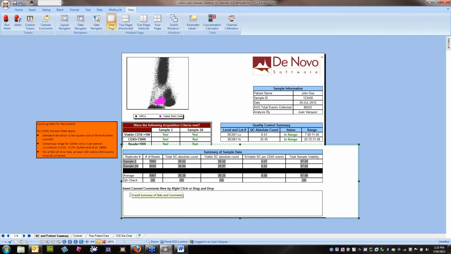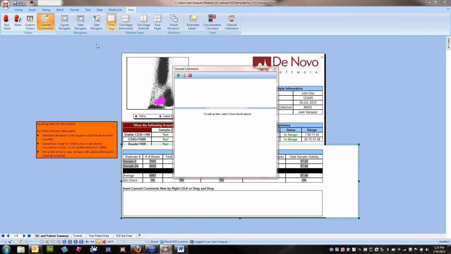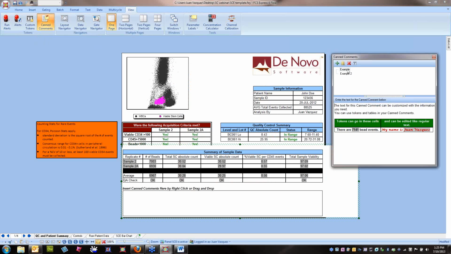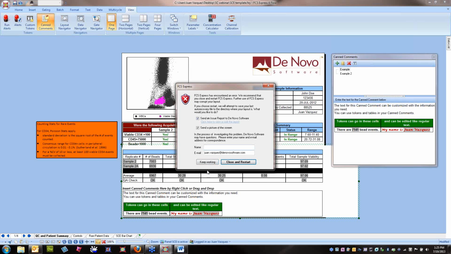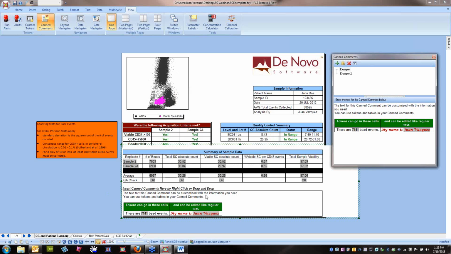Also here, one of the features of the clinical edition is we can insert something called canned comments. Canned comments are predefined comments that we can create within FCS Express, and we can create a library where FCS Express extracts these comments and puts them into a text box just like we see here. From the view menu, you'll see that there's a tool for canned comments. I can just click and drag this in here. Not sure what happened there. But we can click and drag the canned comments into our layout.